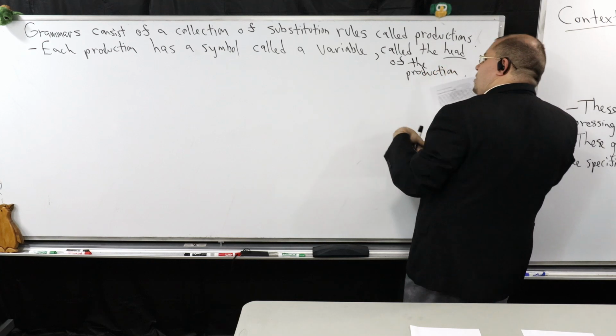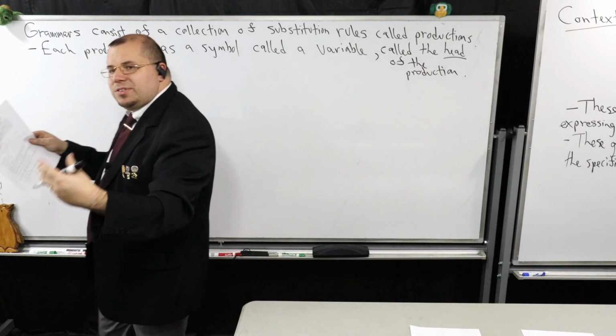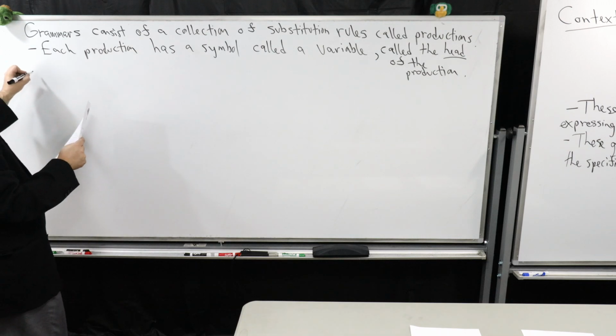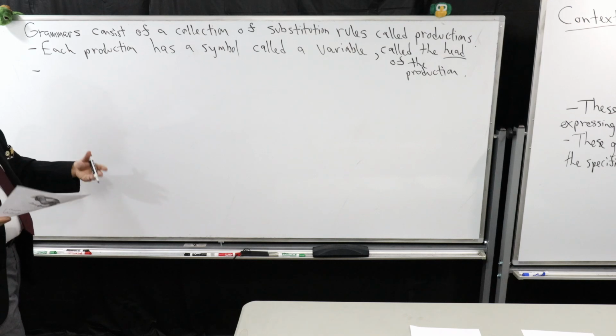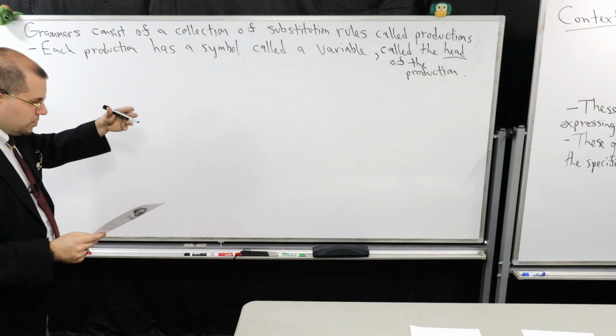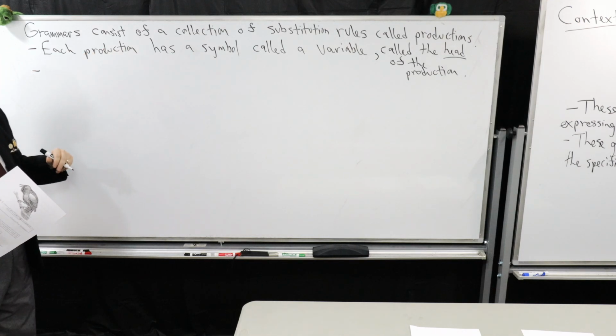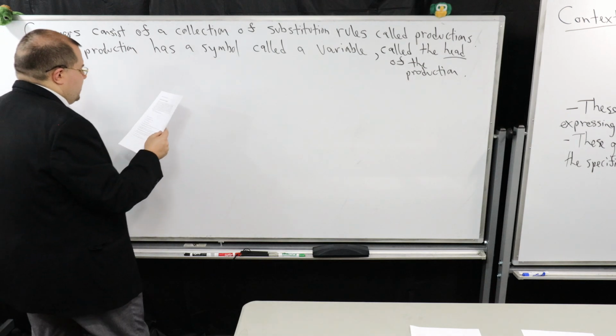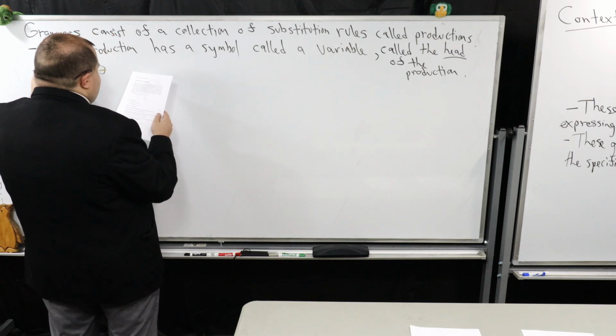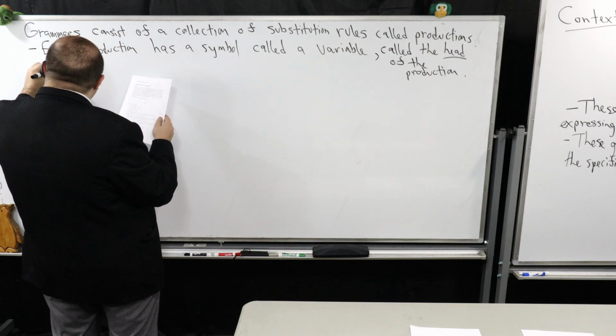So there's going to be three parts to the production. The first part is I give you some variable. It's going to be usually a capital letter, and I'm going to call that the head. Sometimes we have multiple production rules with the same variable, and we'll often try to lump them together, as you're going to see a little later, as a convention. So next you have an arrow.